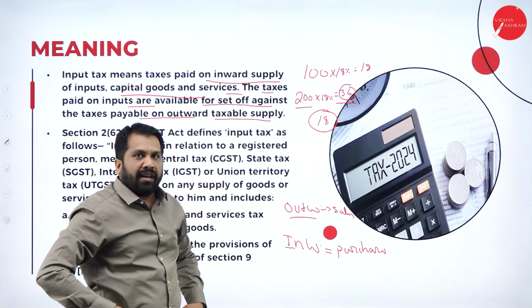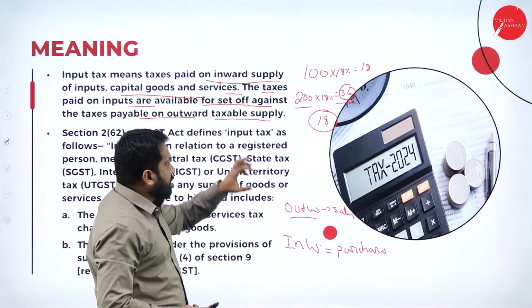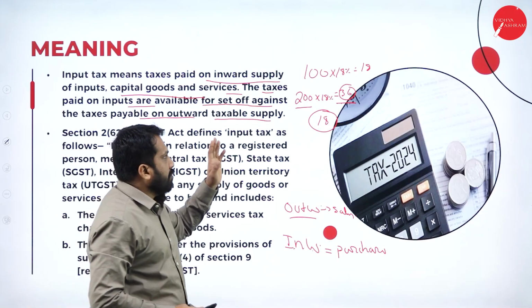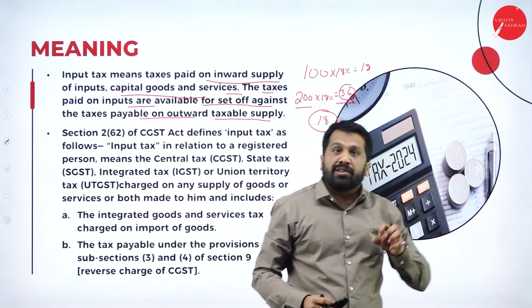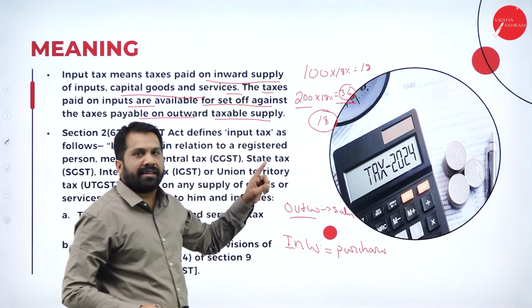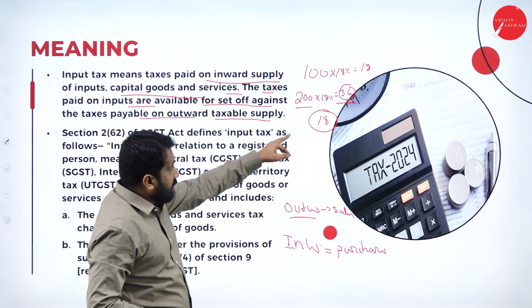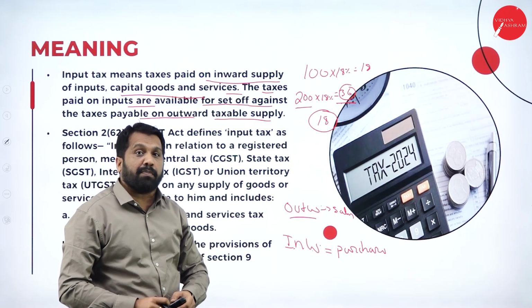Hope you are clear. Any doubt? No. Now, this is your calculation. From 36, we deduct 18. The remaining answer will be called your input tax credit. Now, this 18 rupees you are supposed to pay.